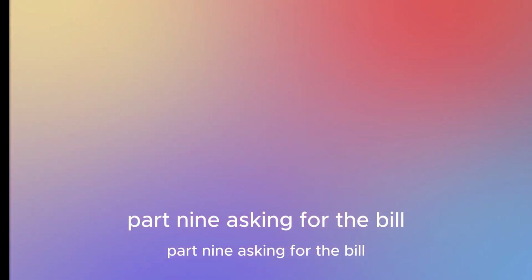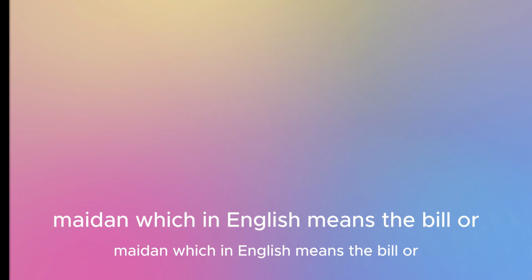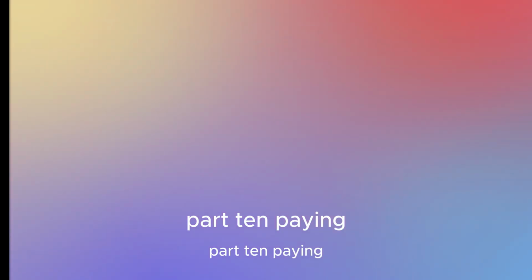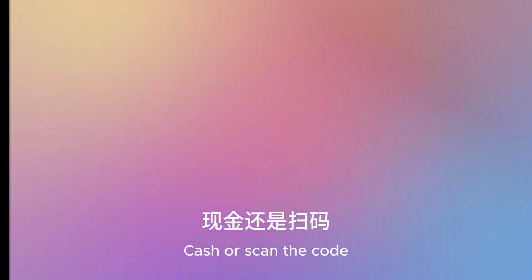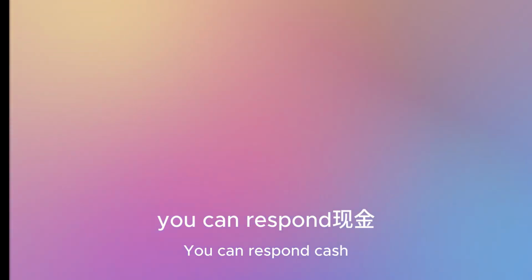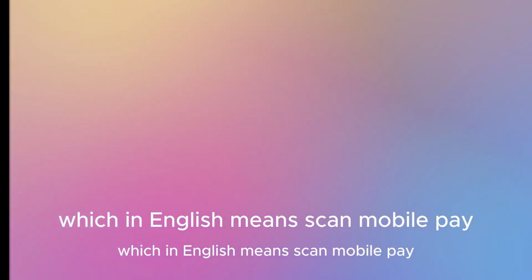Part 9. Asking for the bill. When you're ready, 买单, which in English means the bill, or 请结账, which in English means please check out. Part 10. Paying. The server may ask 现金还是扫码, which in English means cash or scan, mobile payment. You can respond 现金, which in English means cash, or 扫码, which in English means scan, mobile pay.